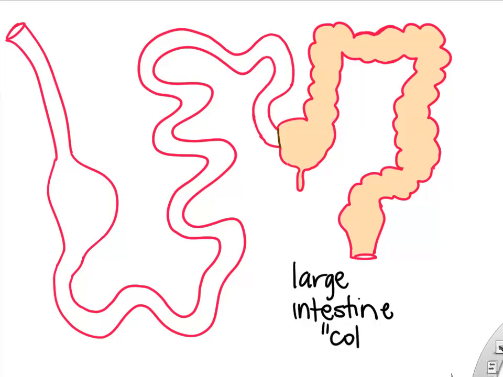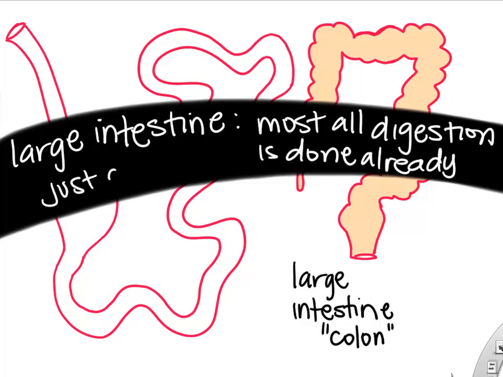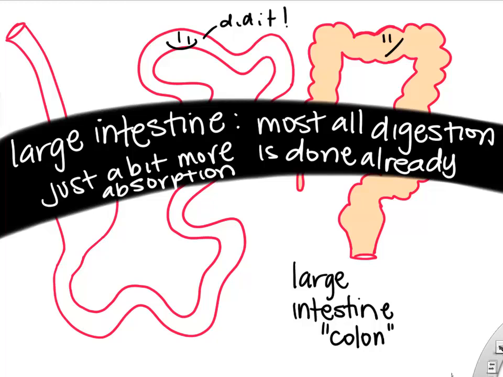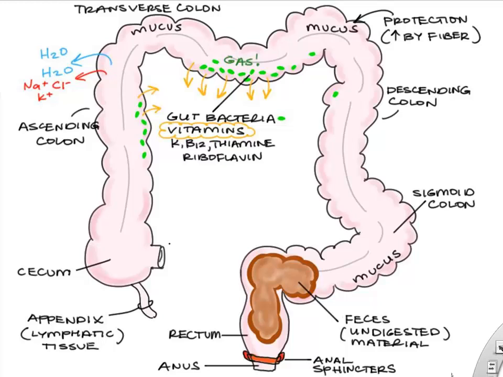What about the large intestine, or the colon as it's often called? Mostly everything's digested by the time it gets to the large intestine, but it does a bit more absorption, adding to what's been done already by the small intestine. We also have bacteria, or gut bacteria, in our large intestine, and that gut bacteria is going to be helpful in doing a tiny bit of digestion, helping us get things that we normally couldn't digest ourselves.